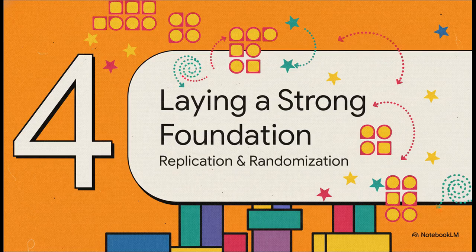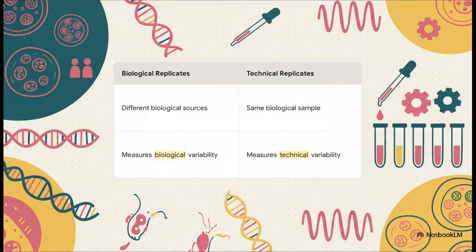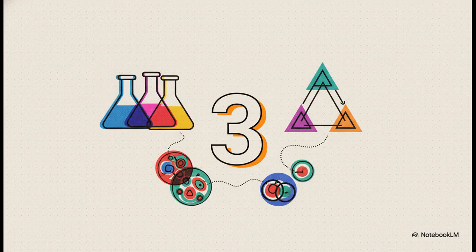Okay, so how do we actually lay that strong foundation? Well, there are a couple of non-negotiable principles that prevent those pesky confounding variables from wrecking your whole project, and they are replication and randomization. This is so important to get right. Let's break this down. Technical replicates, where you're just testing the same sample over and over, all that really tells you is if your machine is working consistently. But biological replicates, where you test different patients or totally separate cell cultures, that's what captures real-world variability. This is absolutely essential. It's how you know if your result is a true biological effect or just some random fluke.